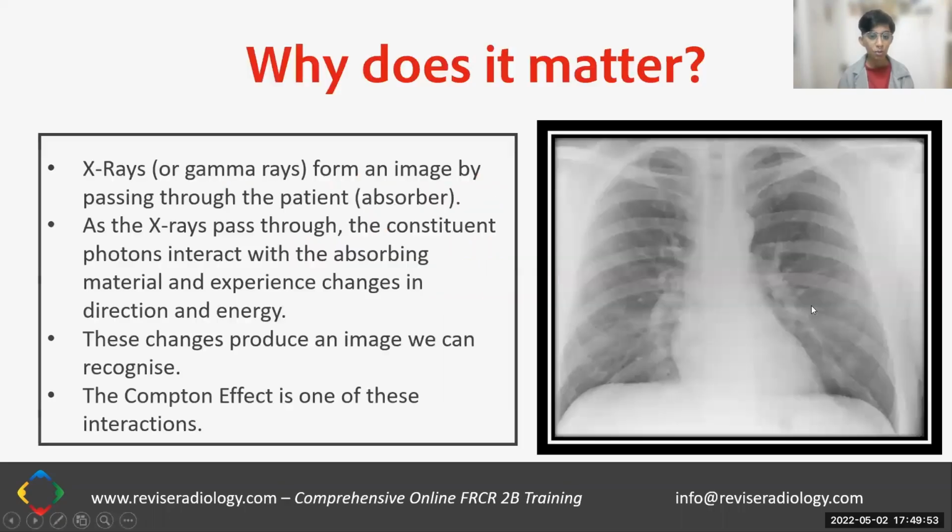So what is the Compton effect, first of all? And why do we have to know what the Compton effect is? The basis of X-ray imaging is that the X-rays go through the patient's body and they're attenuated or scattered by various mechanisms. And as a result, some parts of the screen are dark and some parts are bright.